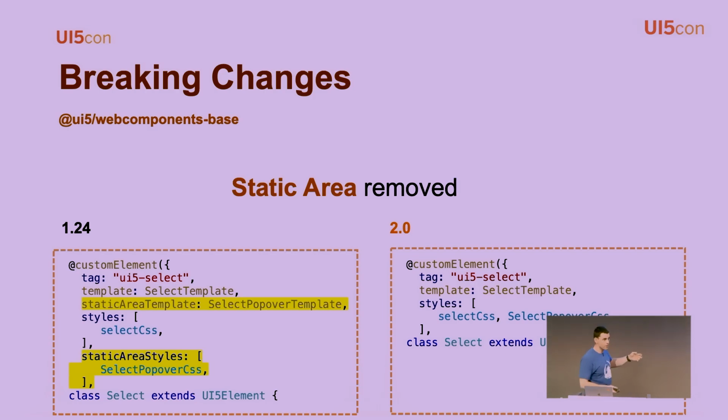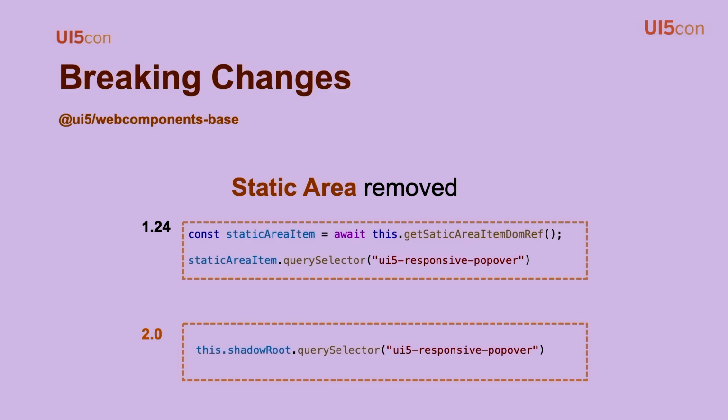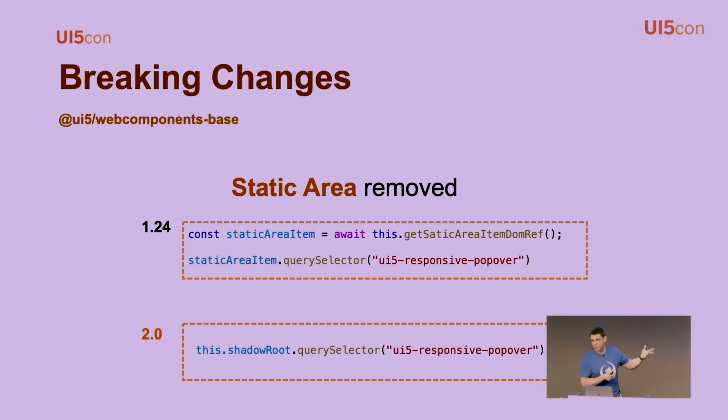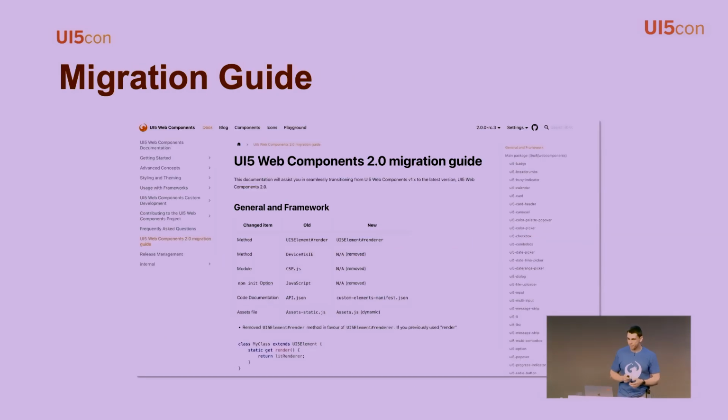And now it's really simplified. As you can see on the right side, in version 2, there is no static area template, there are no static area styles. It's just everything in the same component, basically. And also, when you develop a component, previously, to access the popover, you first had to access the static area. And now it's just querying self, basically. The shadow root is the shadow root of the component that the popover is inside. So it's really simplifying a lot of code, and yeah, a great improvement.